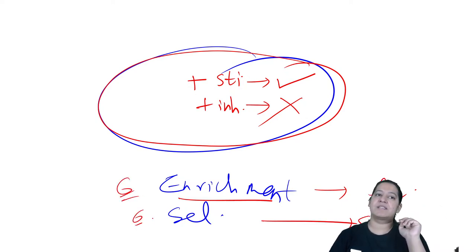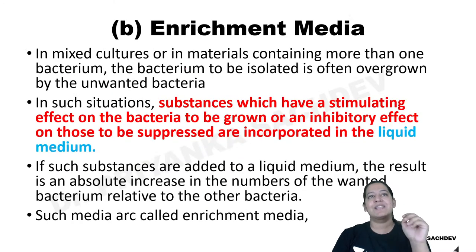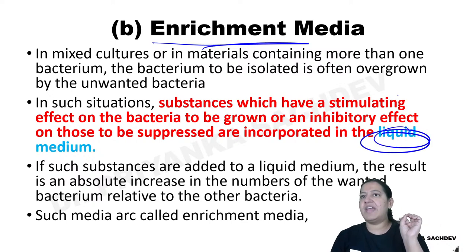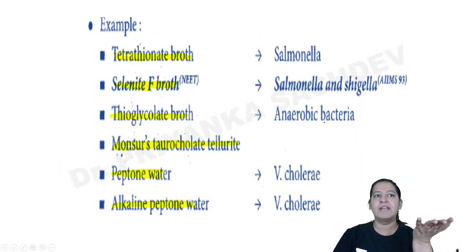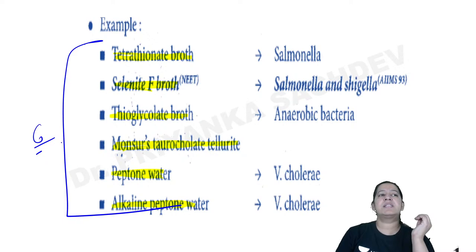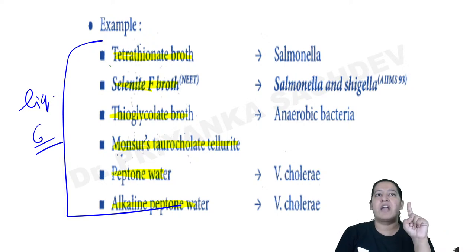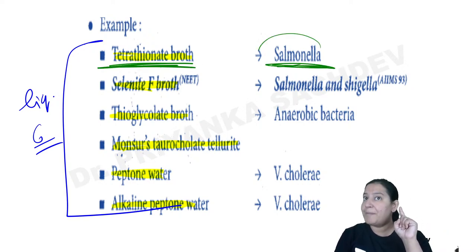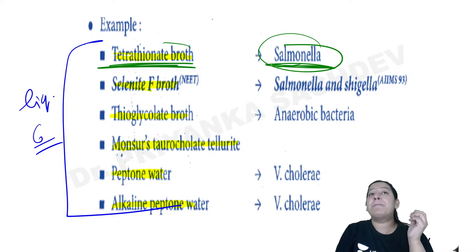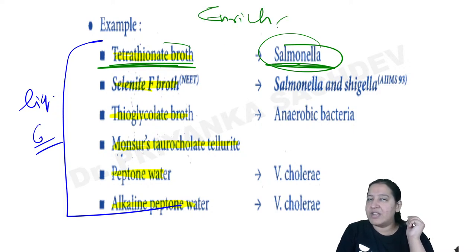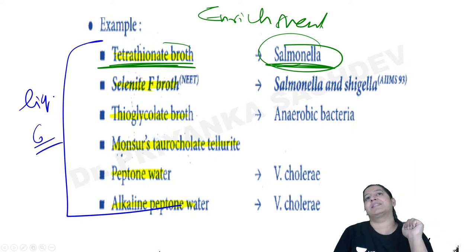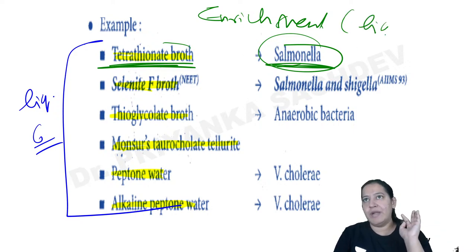Six examples here, six examples there. Let me tell you the examples of enrichment. Enrichment is a liquid media in which we add either a stimulating or an inhibitory substance. So these are the six examples of enrichment. These all are liquid. So learn them. First remember that these are examples of enrichment, because the question can come on this, that all of these are examples of enrichment. These all are liquid media in which we have added stimulatory or inhibitory substances.